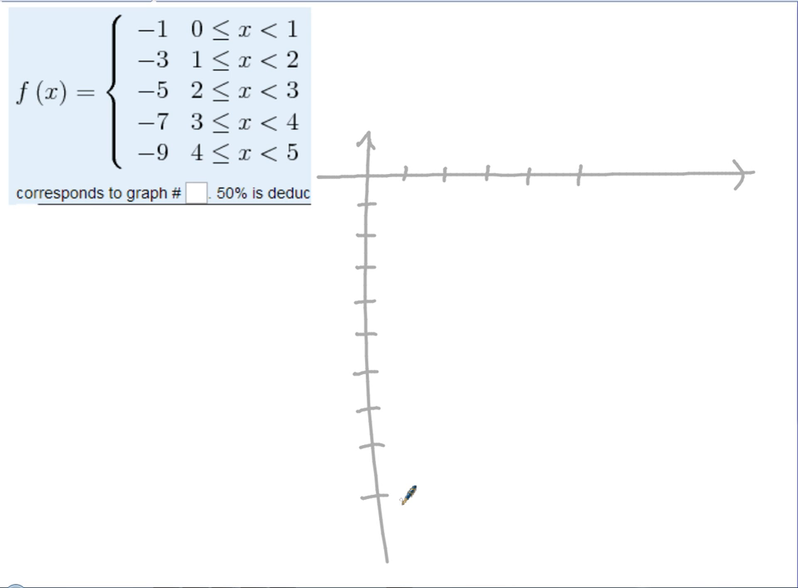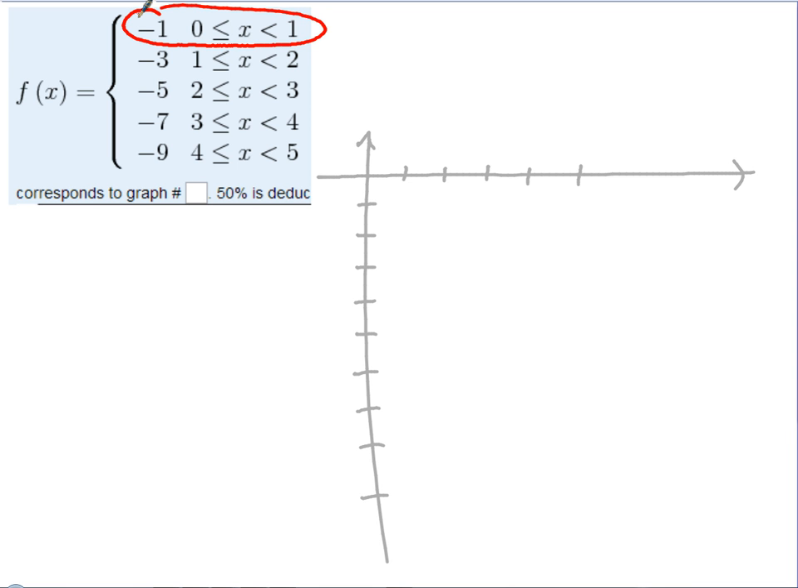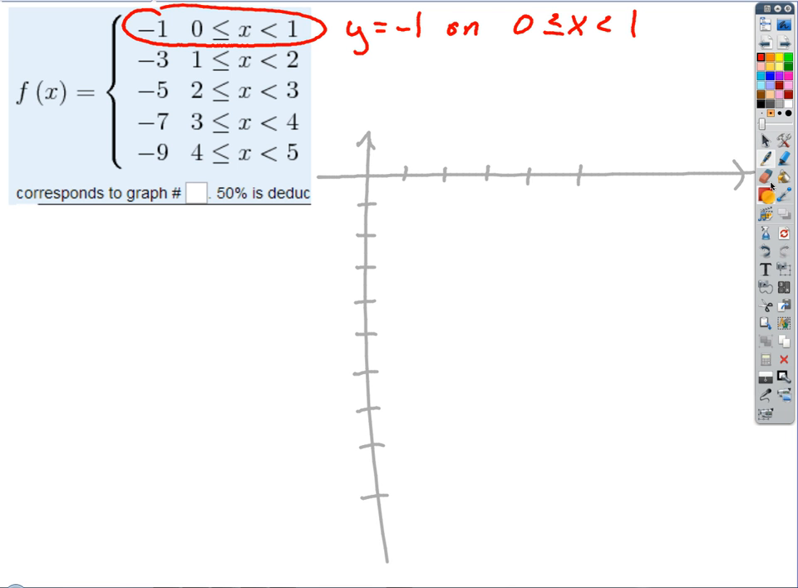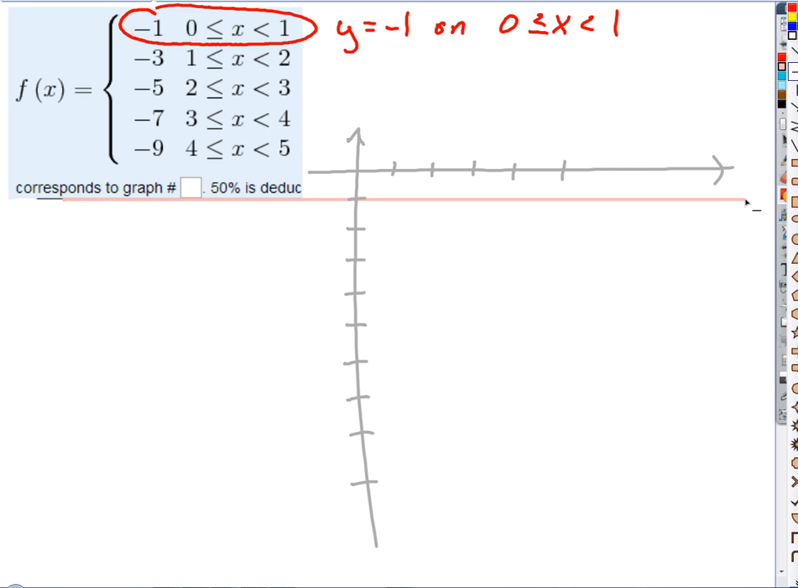Let's graph one of these. Let's start off just graphing the top piece in red. So what about this guy? What that's telling me is I'm graphing the line y equals -1 on the interval x is greater than or equal to 0 and less than 1, right? Okay, so let's graph the line y equals -1. The line y equals -1 just looks like this, right? Agreed? Okay, so there's the line.